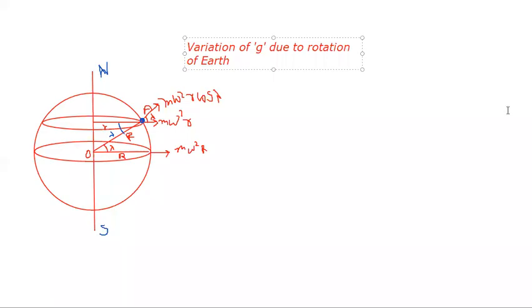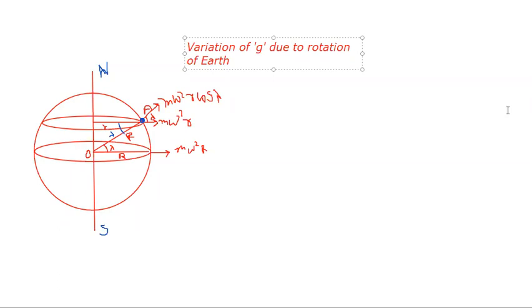Topic for today's discussion is variation of acceleration due to gravity due to rotation of the Earth. But first we need to know that due to the peculiar shape of the Earth, it is not a perfect sphere, it is an oblate spheroid. It means that at the poles it is flattened and at the equator it is bulged.